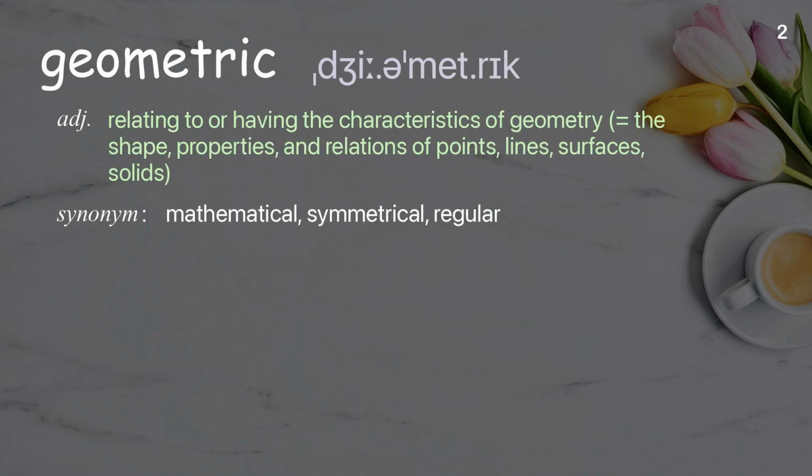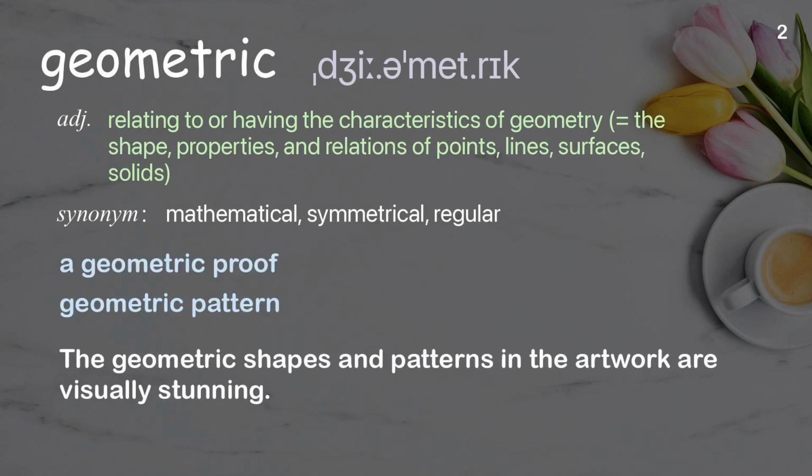Geometric. Relating to or having the characteristics of geometry, which studies the shape, properties, and relations of points, lines, surfaces, solids. Examples: A geometric proof. Geometric pattern. The geometric shapes and patterns in the artwork are visually stunning.